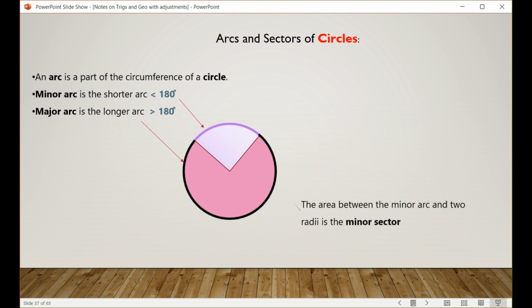And the area between the minor arc and the two radii, remember radii is plural for radius, is called the smaller or the minor sector. And if we have the area between the major arc, which we have in black, and the two radii, that is the major sector.